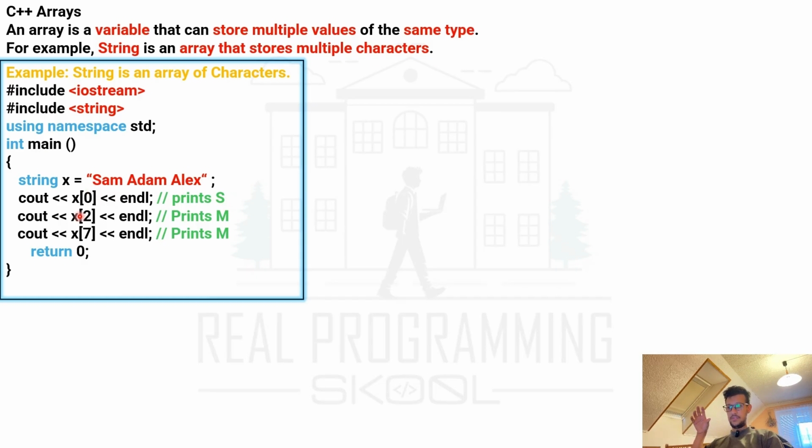So if I want to print the first character in this string, I will use this syntax: x[0] will print S for me. x[2] will print M for me. x[7] will also print M, because the spaces also count in the string. All right, but what if I want to create an array of integers, not just strings? We said the string is an array of characters, so the letters inside the string are actually an array of characters. But if I want to create an array of integers, how can I do it?